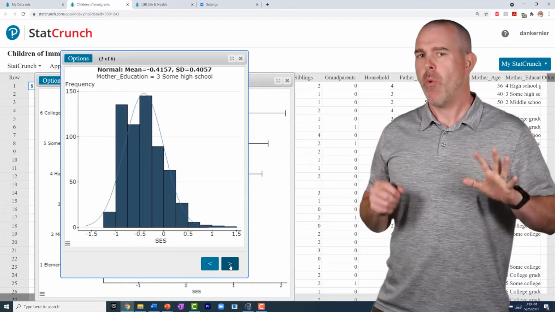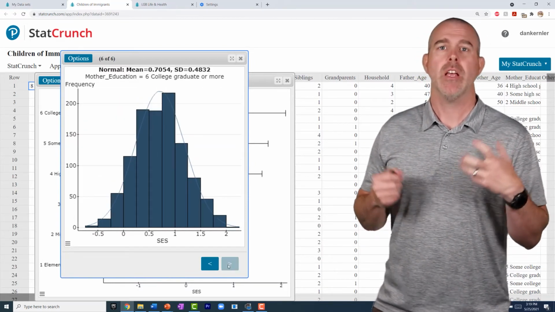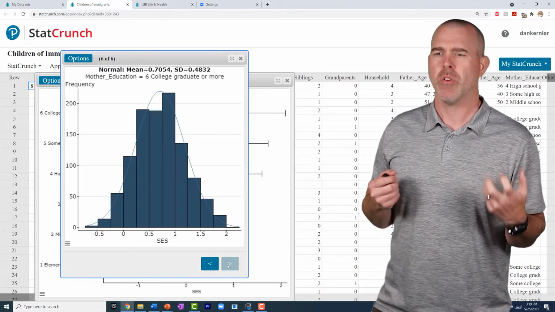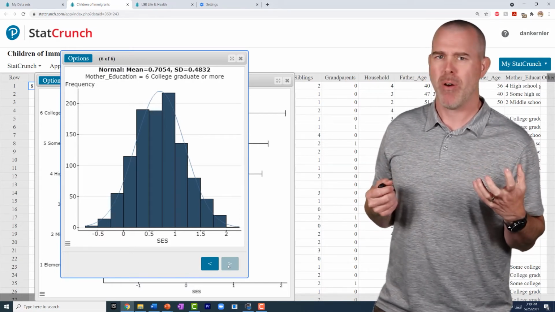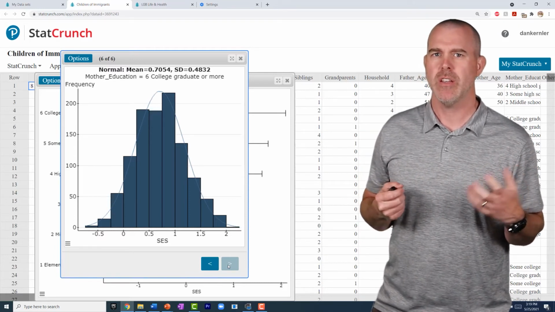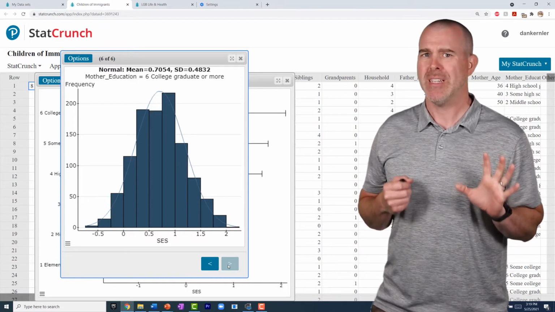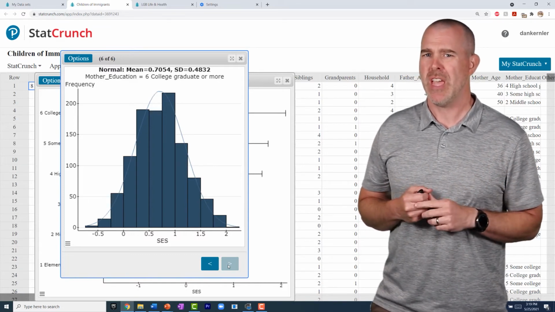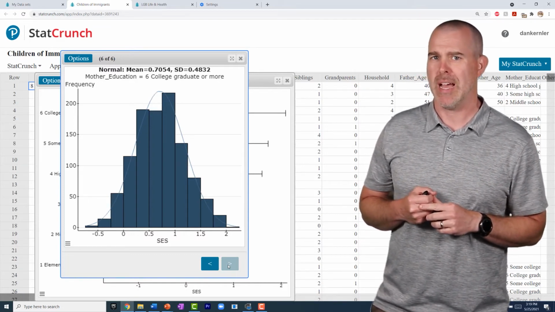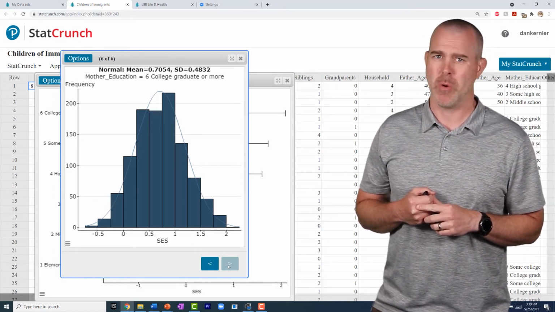But for the rest of them, they actually look okay. They're pretty symmetric. In fact, the more education you get, the more symmetric it gets. I think a big part of that is sample size. There are more individuals in those higher education categories. So what we're going to have to do here is leave out those whose mother's education was elementary school or less. We're just going to have to exclude those because that population is not normally distributed.